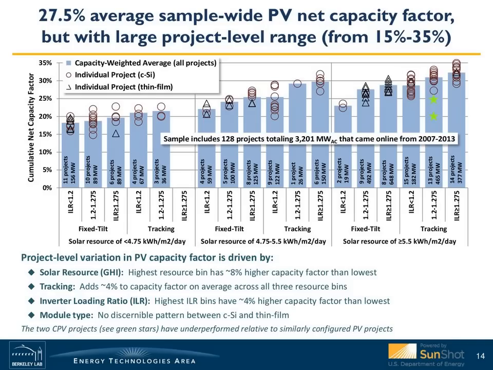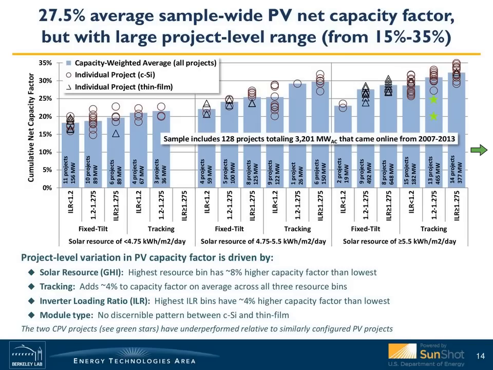We don't really see too much difference in capacity factor based on module type, though one trend I'll point out here is the prevalence of fixed tilt thin film projects in the highest solar resource bin, and also the prevalence of tracking CSI projects here. Again, as Joe mentioned, we do expect this pattern to change going forward, as we have seen a number of tracking thin film projects come online in 2014.